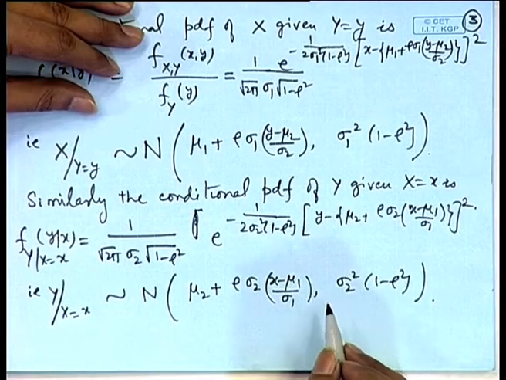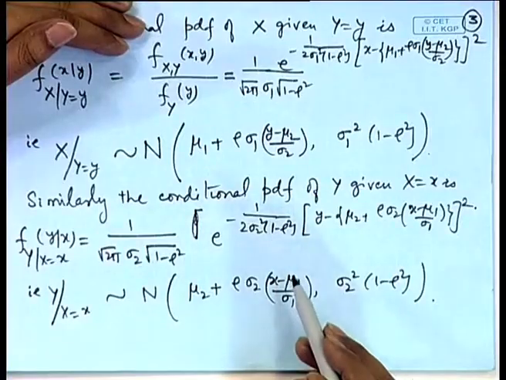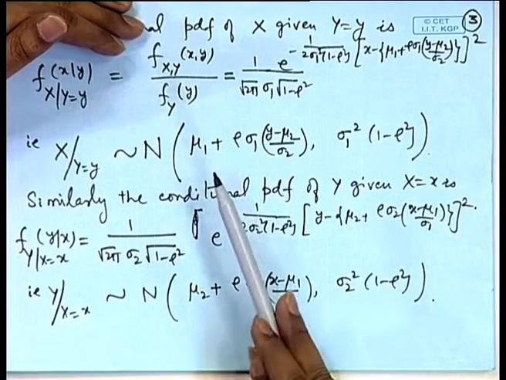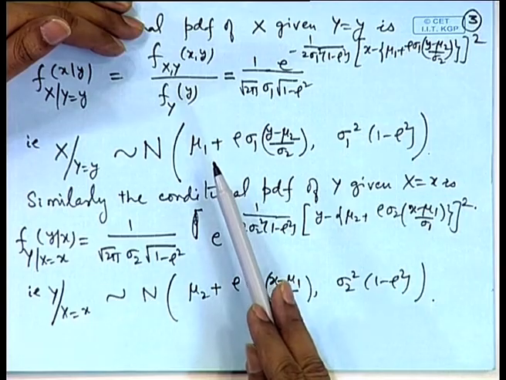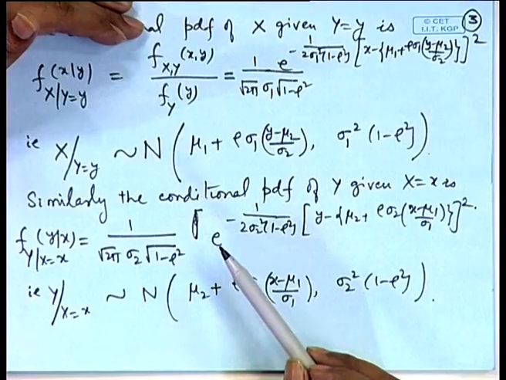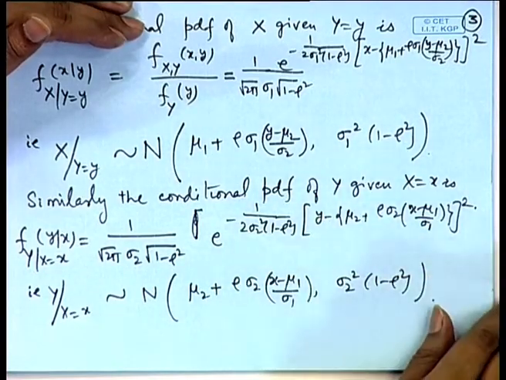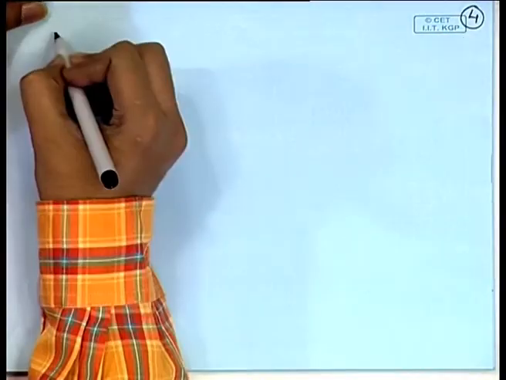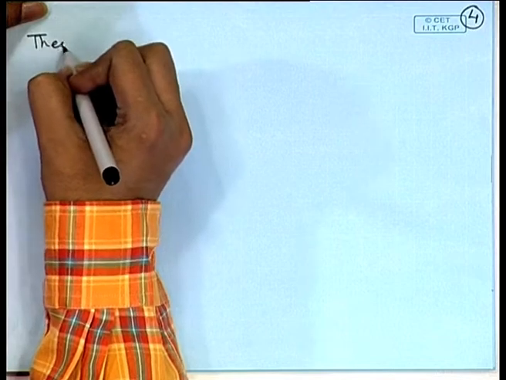So, we conclude that if the joint distribution is bivariate normal, the marginals as well as the conditional distributions are univariate normal. Now, the converse of this is also true. If the conditionals and the marginals are univariate normal, the joint distribution will be bivariate normal. So, this is also a characterizing property of the bivariate normal distribution. We can state it as a theorem.